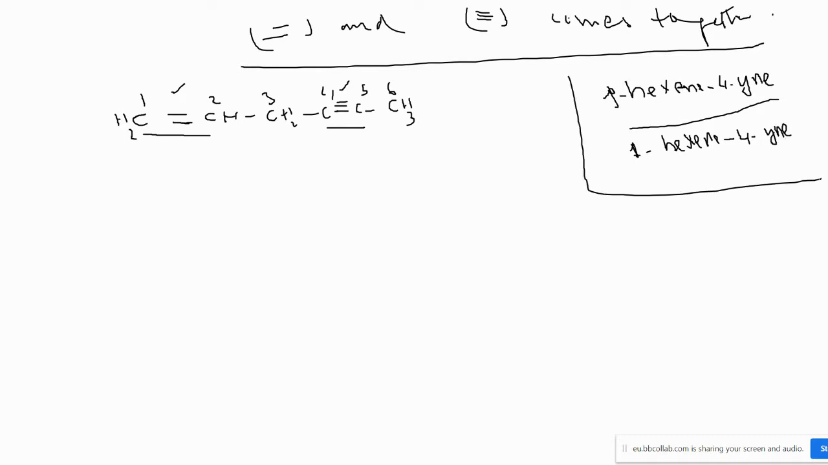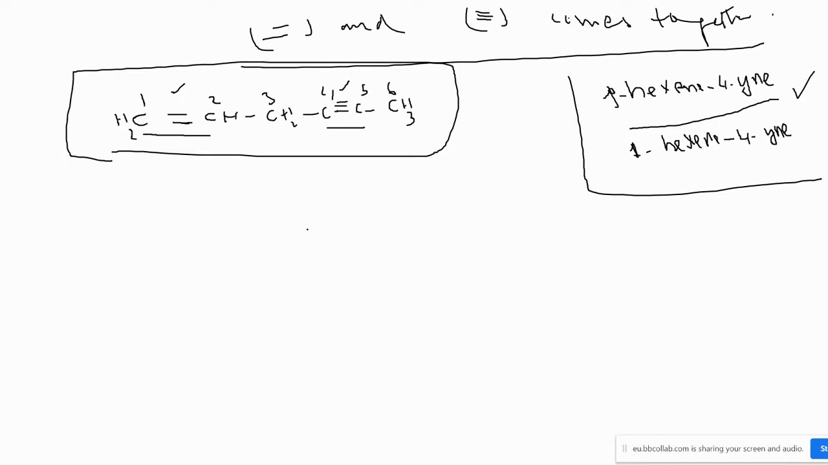Or you can change it, which is easier. I like this way. I usually ask the students to follow this one, like this. This is correct: 1 hexene 4 yne. Or we can say, the numbering you cannot change, but the name you can change a little bit. How many carbon do we have? 6, write hex. What is the position of the double bond? 1. You write 1 ene. Ene means double bond. And then where is the yne? 4. 4 yne.